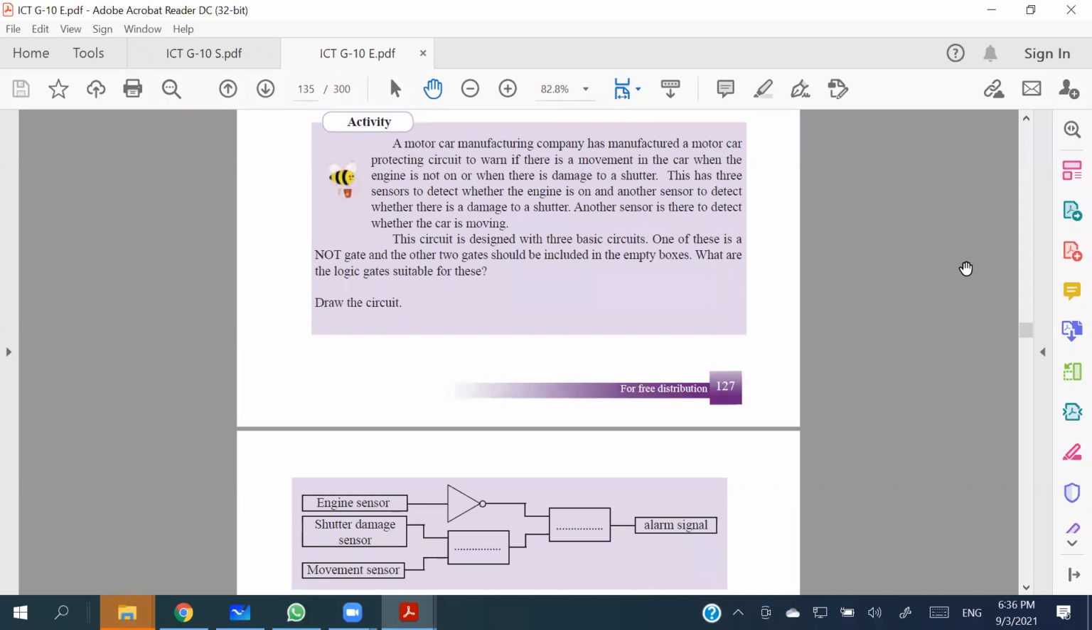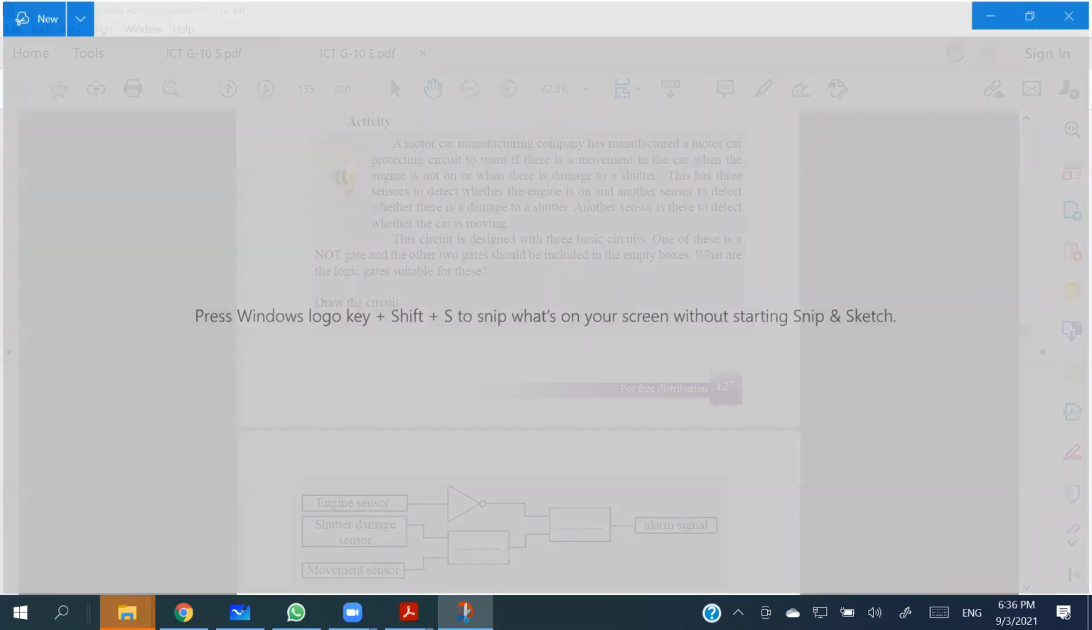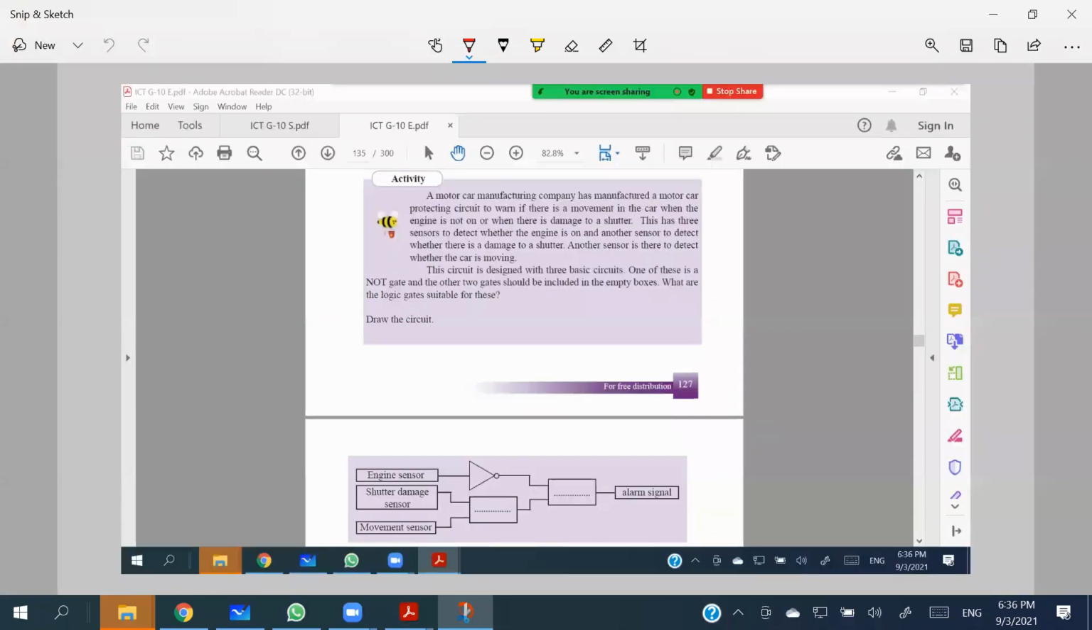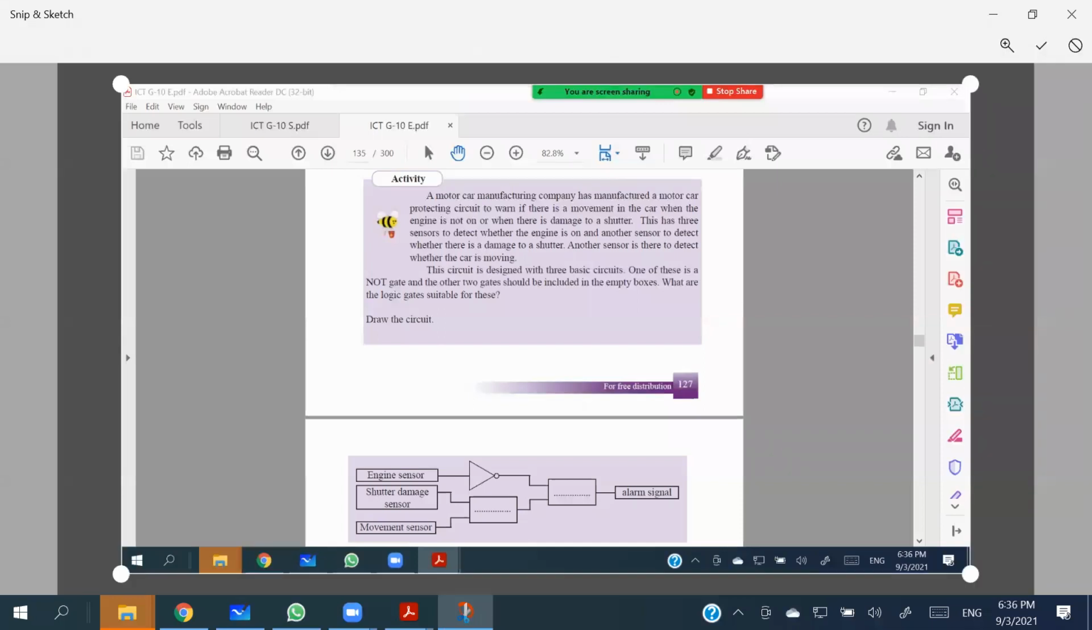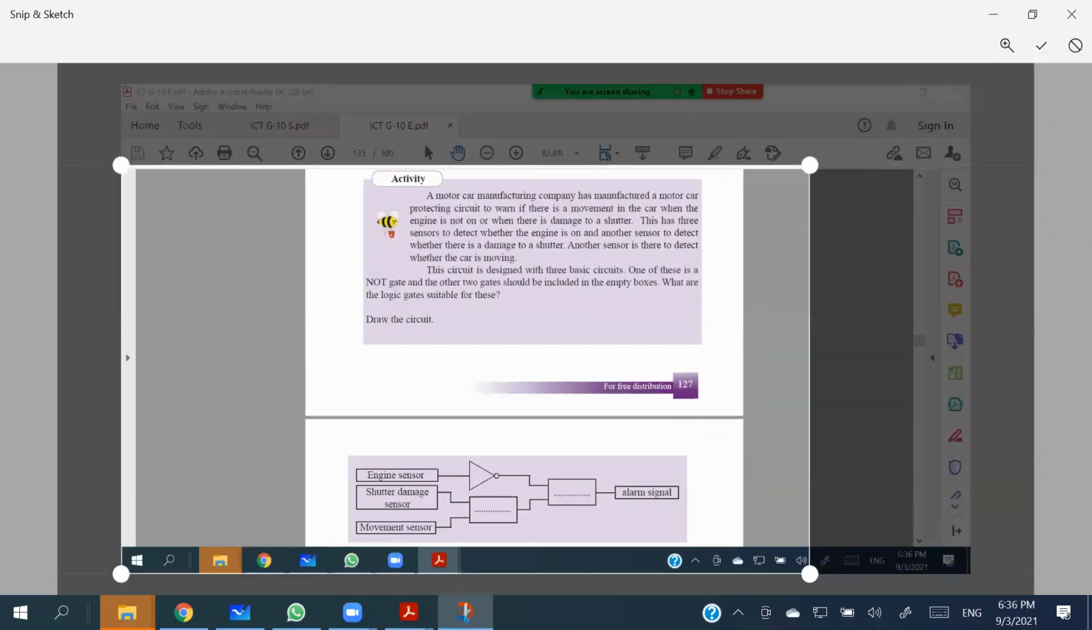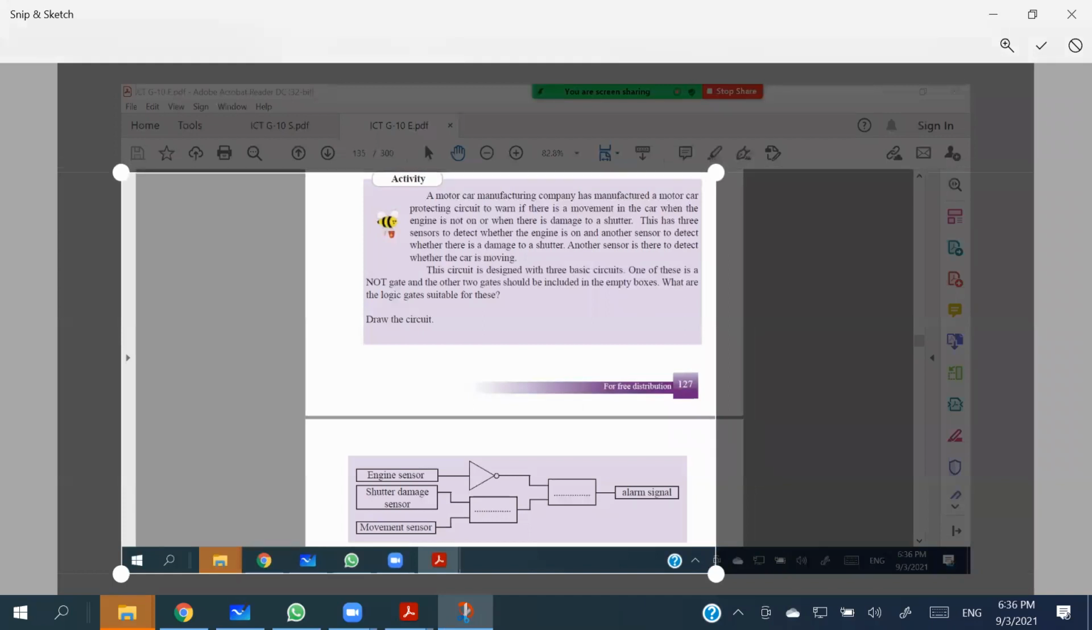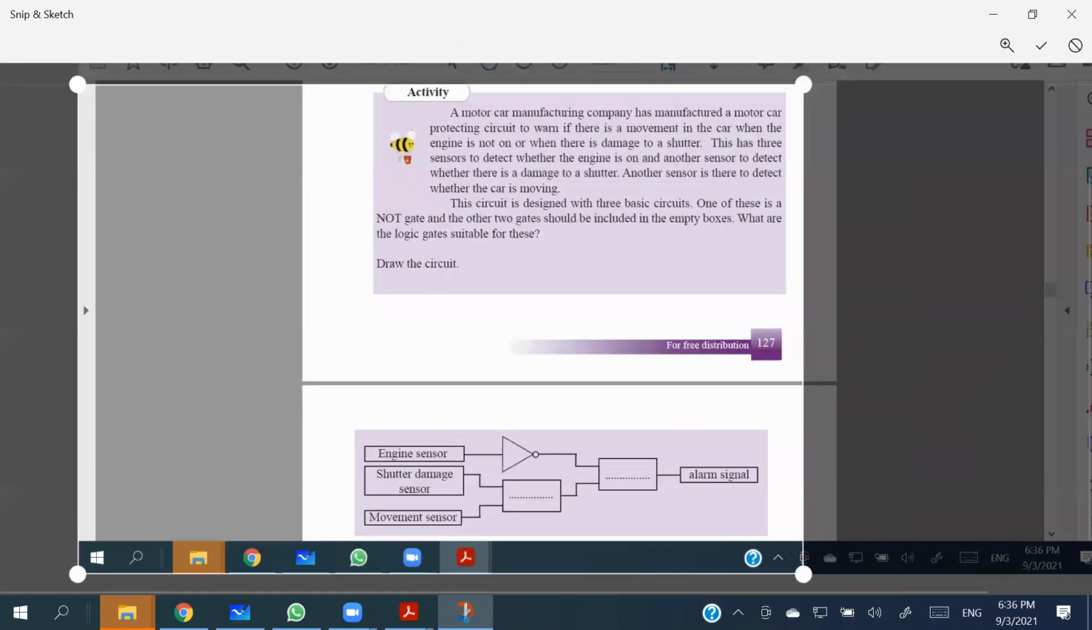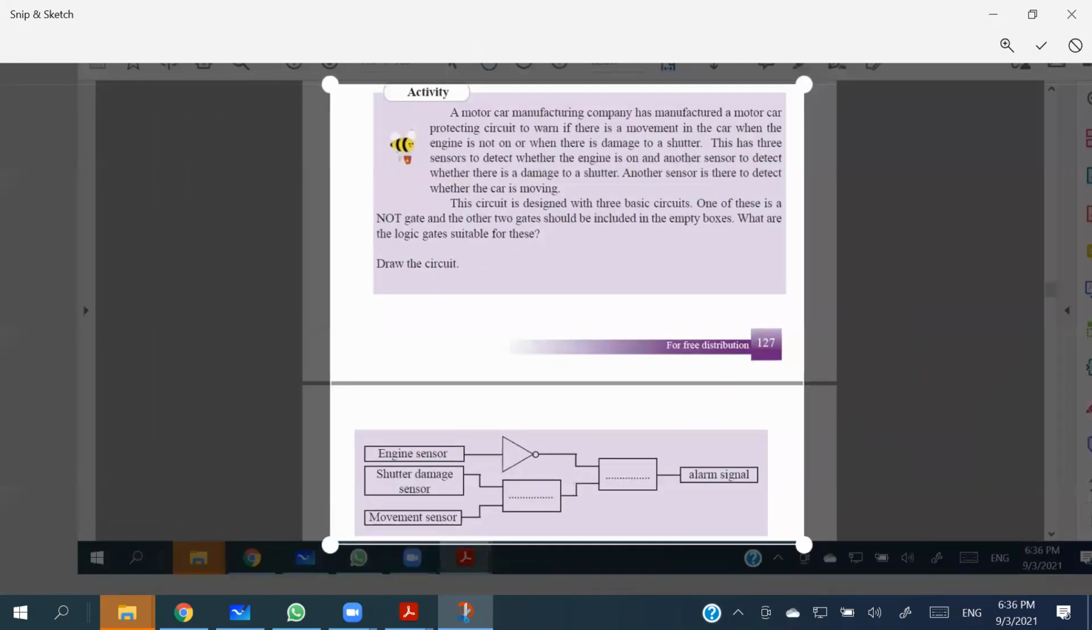If you need more, I'll give you more when the time comes. But for the moment, just try this. It is on page number 127 and the circuit is given on page number 128. So it will be easier for you to figure out. Just see whether you will be able to manage this.